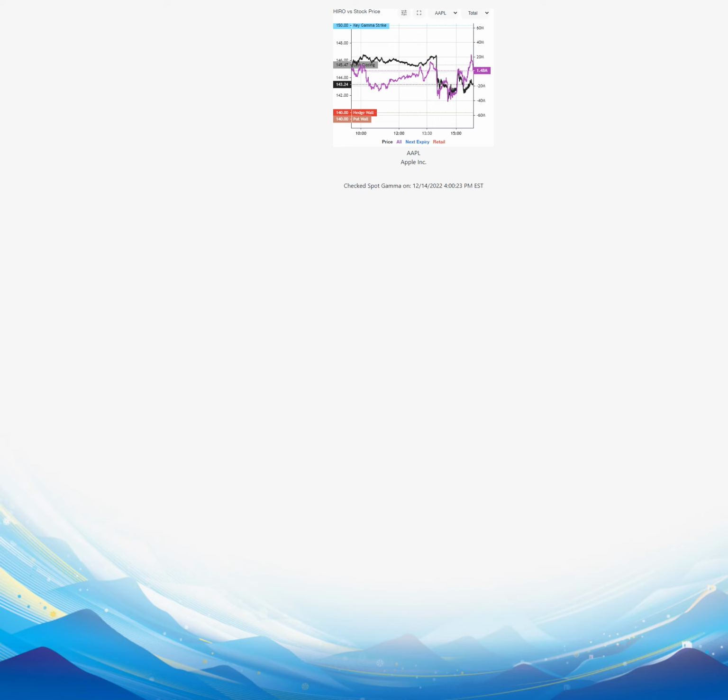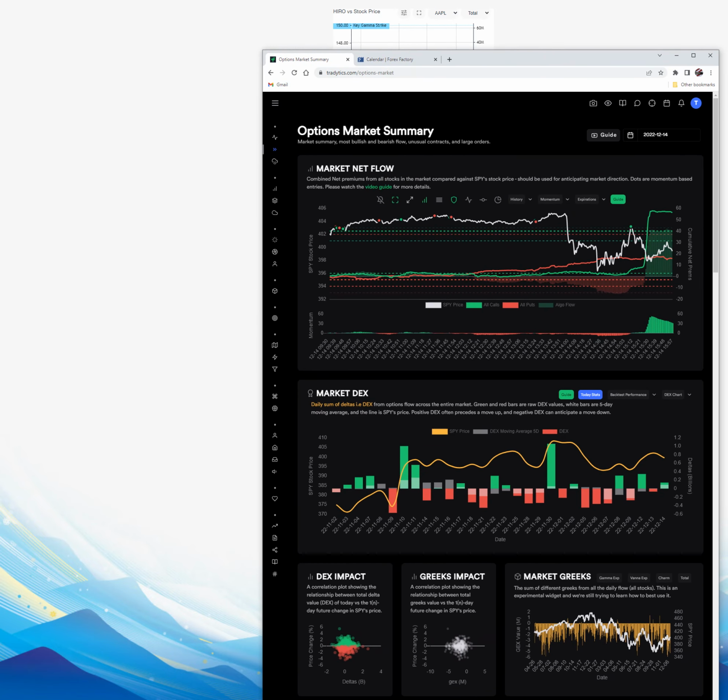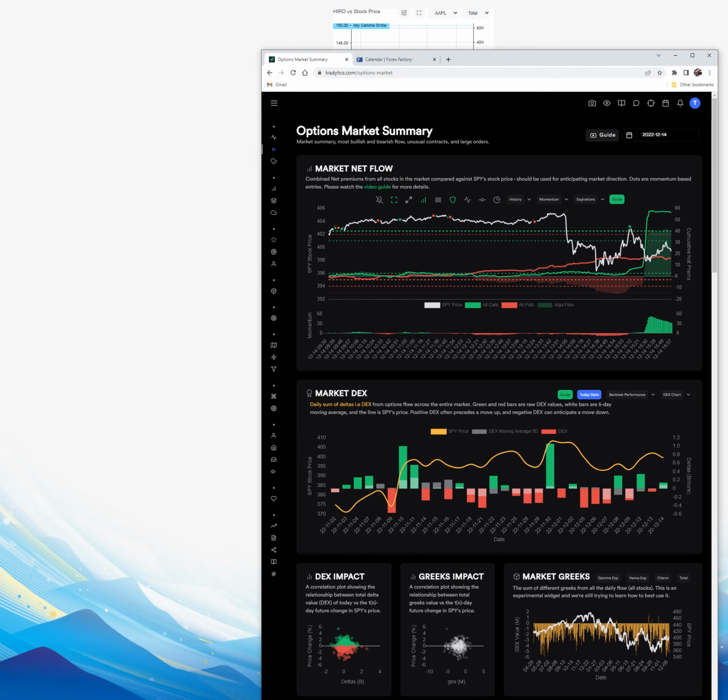I like SpotGamma. It's a little bit expensive. SpotGamma, if you're listening, come on, guys. $250. Another site that I've been using lately that I'm not too thrilled with is the TradingTicks tool. By the way, don't follow this thing. It's very misleading, very misleading.